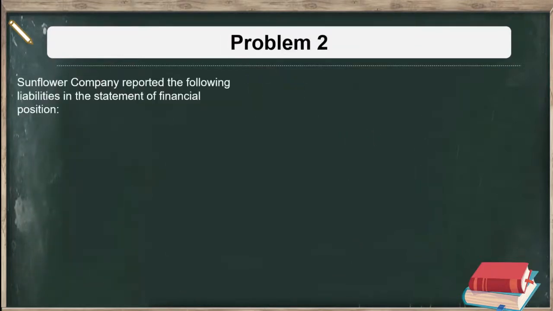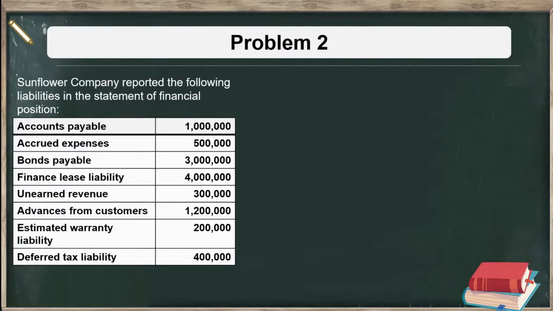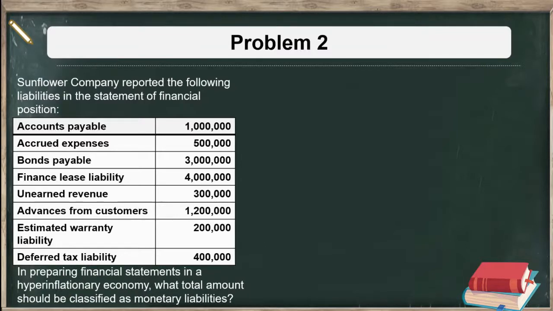Problem number 2. Sunflower Company reported the following liabilities in the statement of financial position: accounts payable, accrued expenses, bonds payable, finance lease liability, unearned revenue, advances from customers, estimated warranty liability, and deferred tax liability. Which of the above items will be classified as monetary liabilities in a hyperinflationary economy? First, we need to identify which items will be payable in fixed and determinable amounts of money. So of course, the accounts payable.